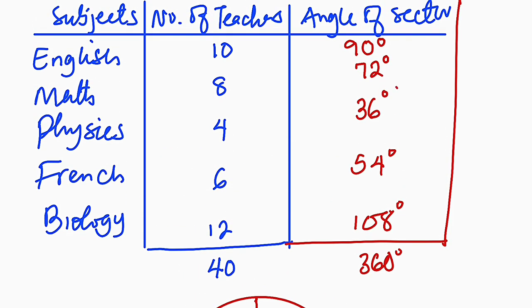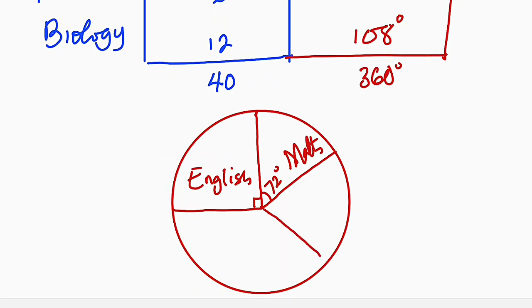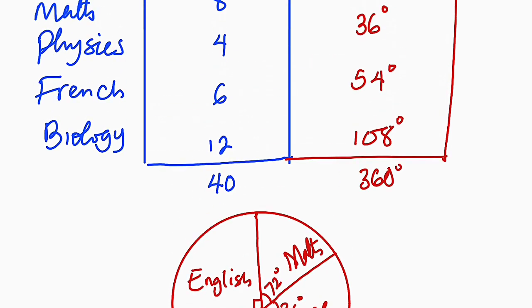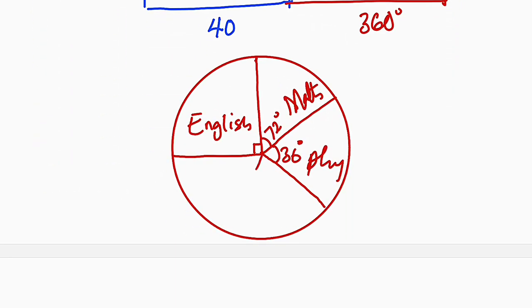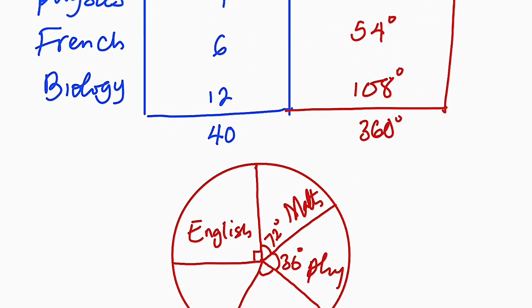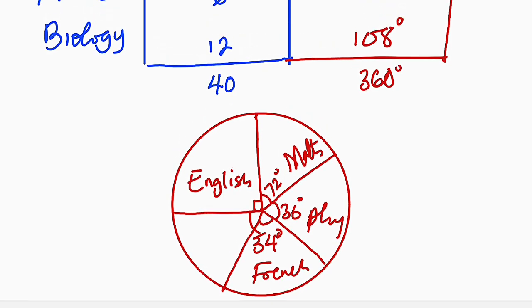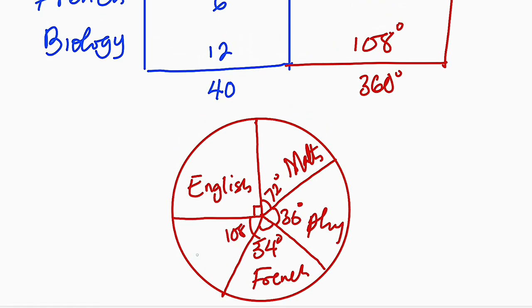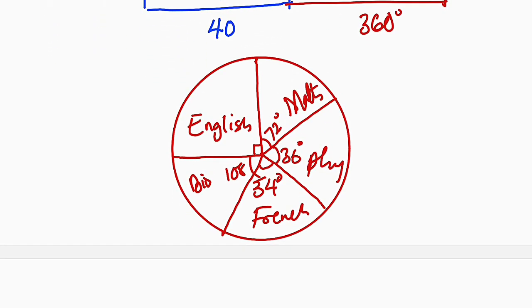Then we have 36 degrees, which represents physics. Something like this. 36 degrees, physics. Then we have 54 degrees, which represents French. This is just an estimation. I will show you the real working. This is 54 degrees for French. And lastly, whatever will be left will be 108 for what? Biology. But let me show you how to do that using a compass.